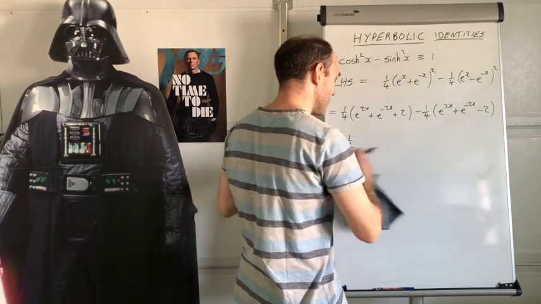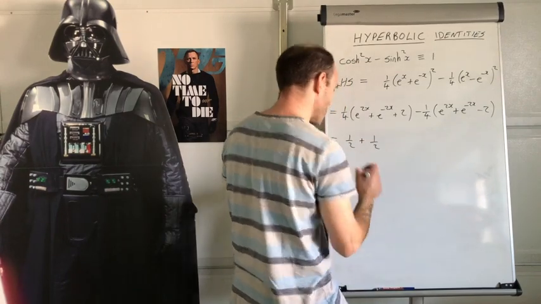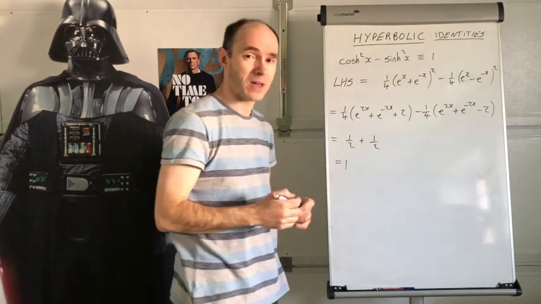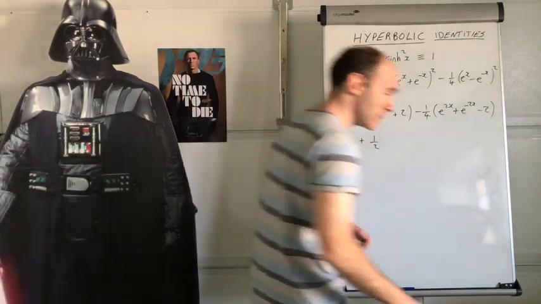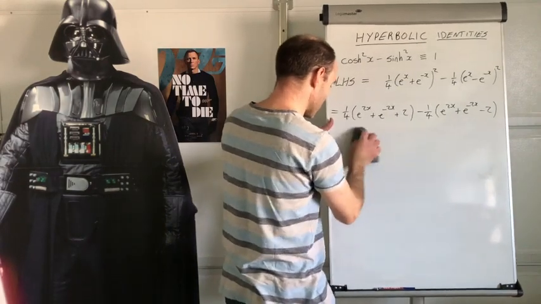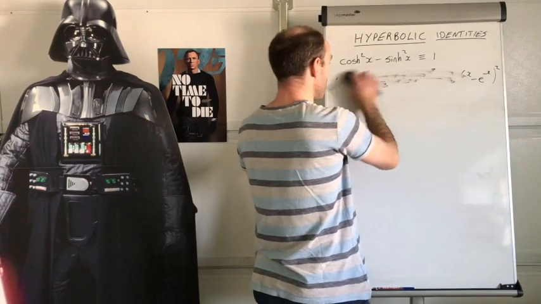Negative that times negative that is positive 1/2, which is equal to 1. Done. That's a proof of that. So hopefully you're happy with this one. Some of the others I'm just going to state to you, and some of them I might ask you to have a go at proving them. Right, so that's the first one.